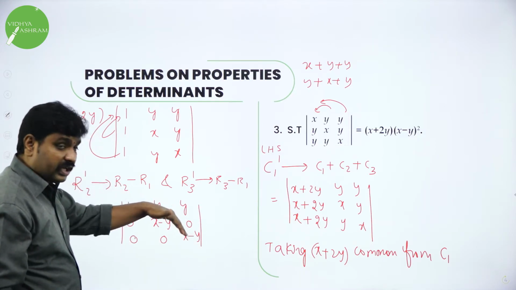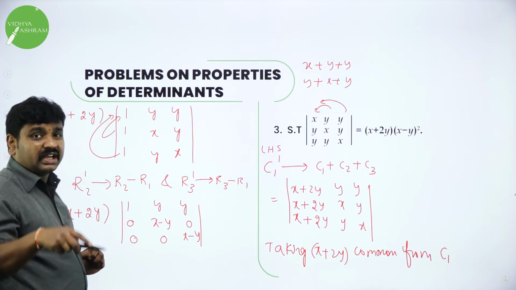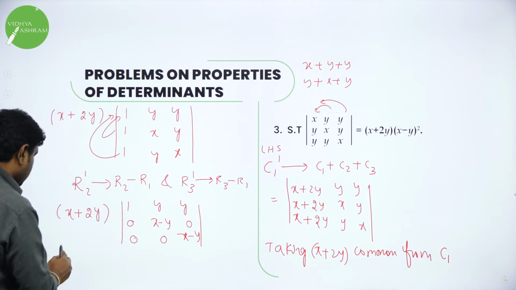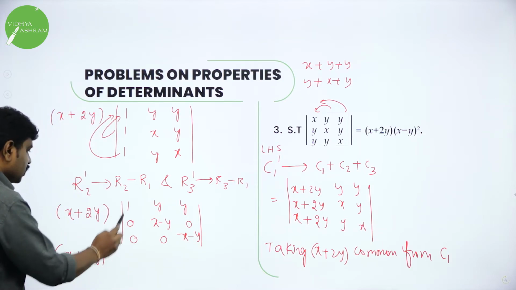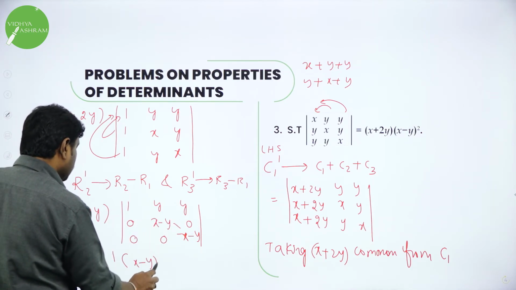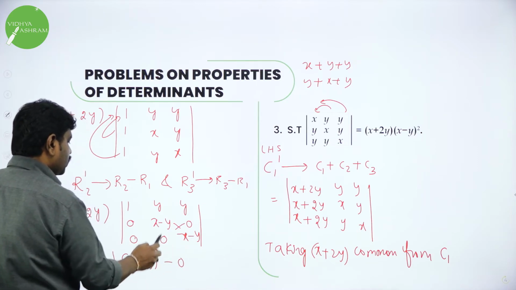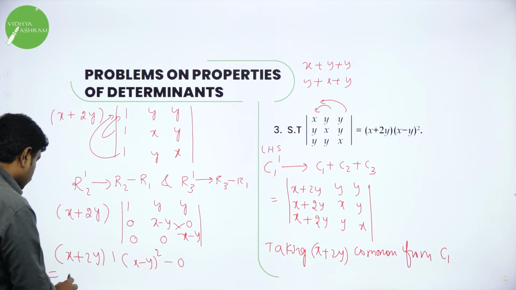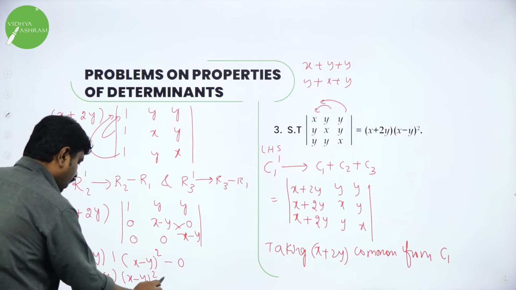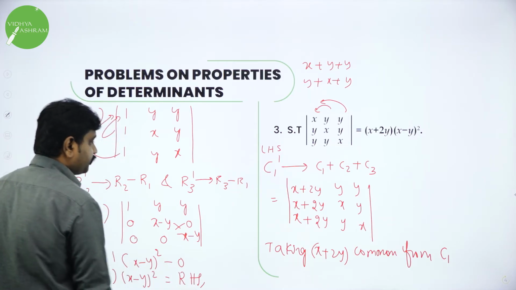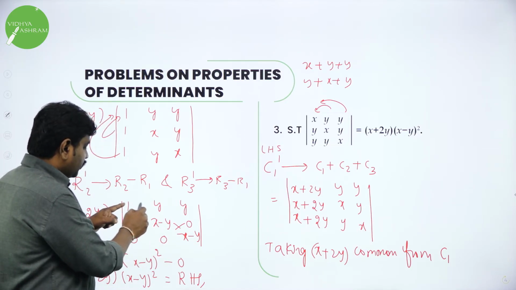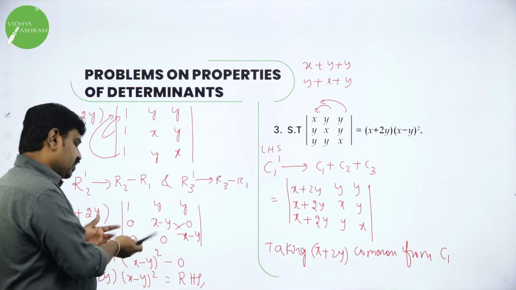If you observe, the elements below the diagonal are all zeros. If the elements below the diagonal are all zeros, then the value of the determinant is the product of the diagonal. Or if you expand, x plus 2y into 1 into x minus y times x minus y, which is x minus y whole square, minus 0 into 0, the remaining everything becomes 0. So we have x plus 2y into x minus y the whole square. This is what they want you to prove. We got the RHS.